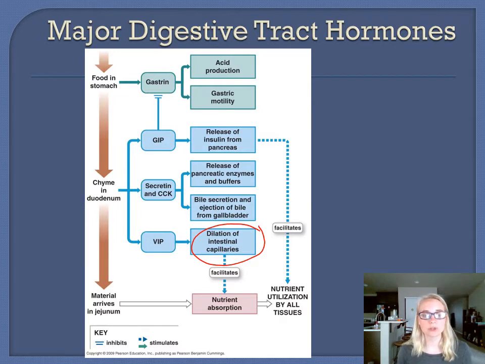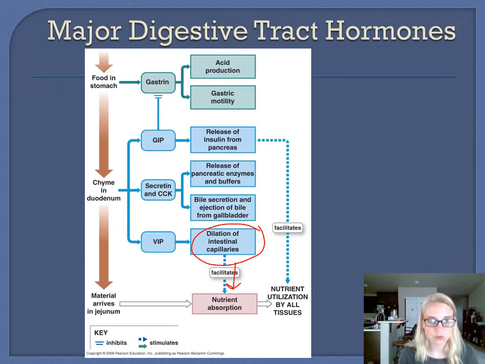We know nutrients are going to be absorbed. So now we're going to dilate those capillaries, which will make it easier and more efficient for the nutrients to be absorbed. So we can see that helps to facilitate nutrient absorption. So that's VIP.